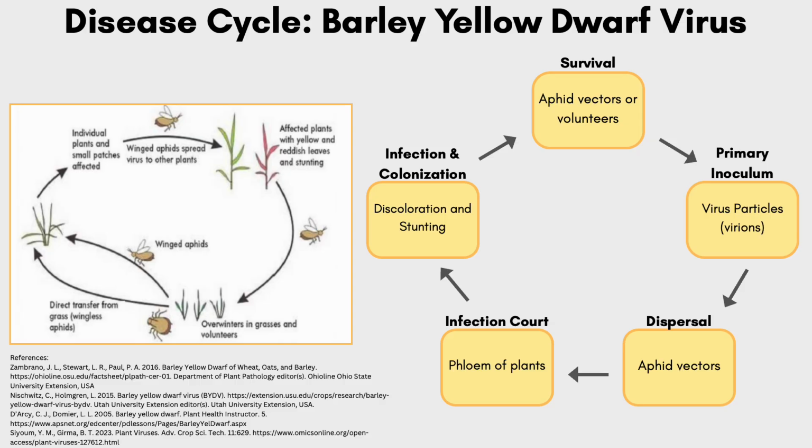Stunting is also caused by lower internode length of the plants, and root growth can also be diminished as well, leading to a lower yield of infected crops, up to 20% and sometimes with the whole field lost.